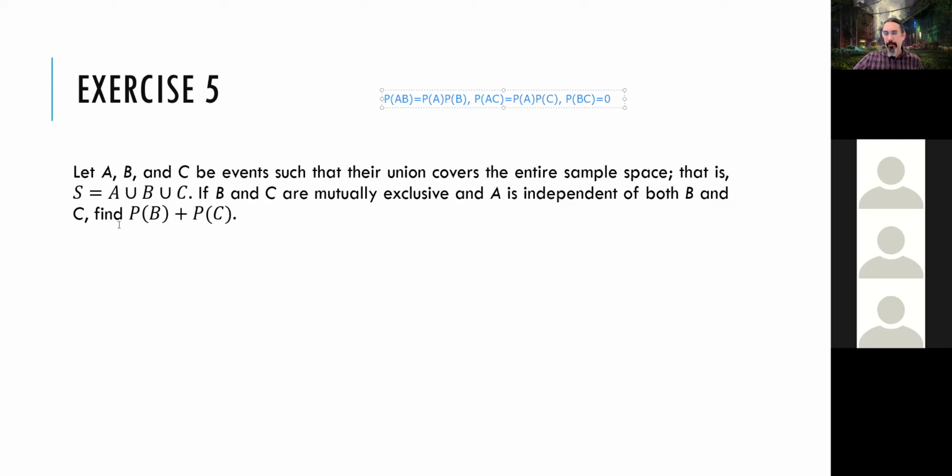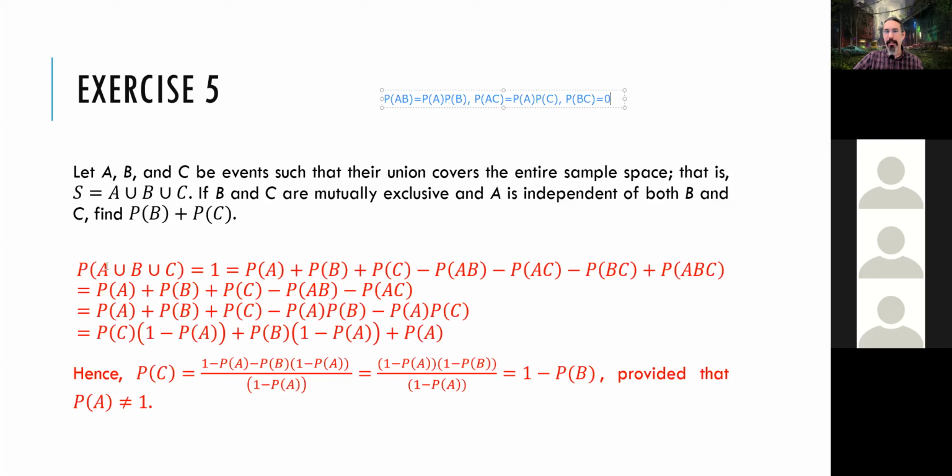Now, find the probability of B plus probability of C. We already know that A union B union C has a probability of 1 because they span, they cover all the sample space. So they should have a probability of 1. Then we will just write this equation. Probability of A union B union C is equal to 1. This can be opened up as this. You remember this one from the previous lesson, I guess. PA plus PB plus PC, minus AB, AC, BC plus ABC.